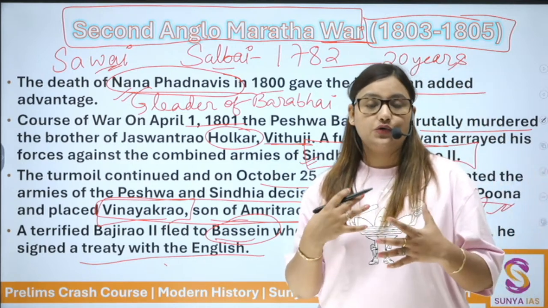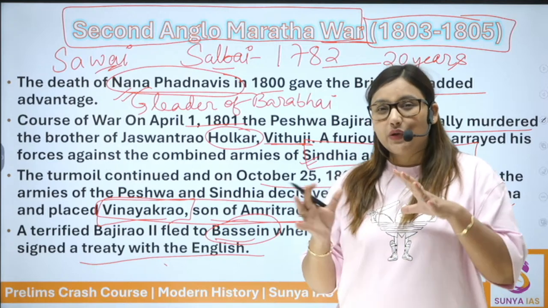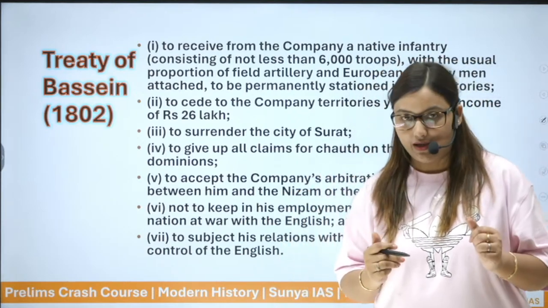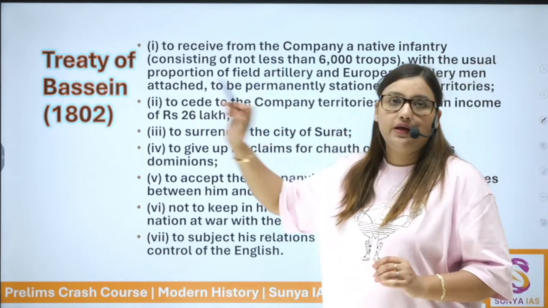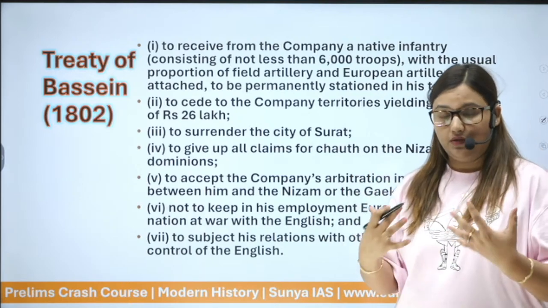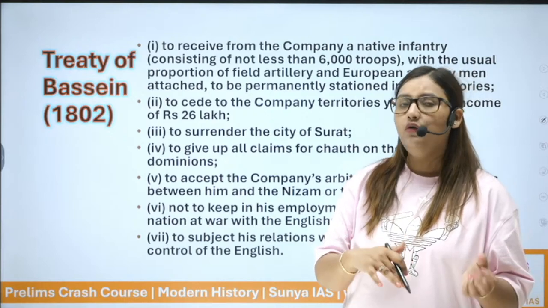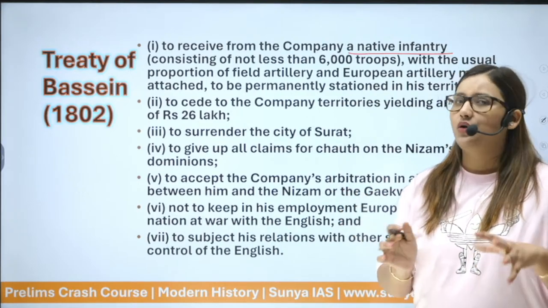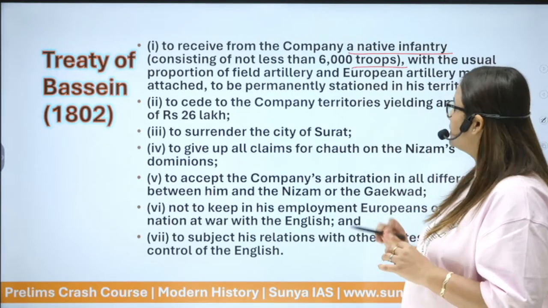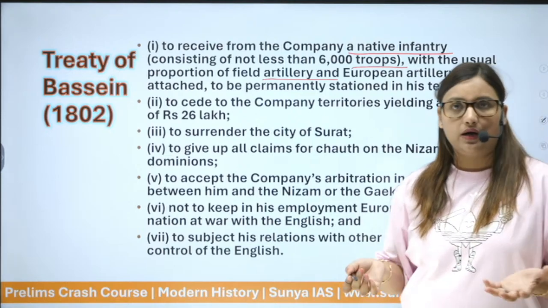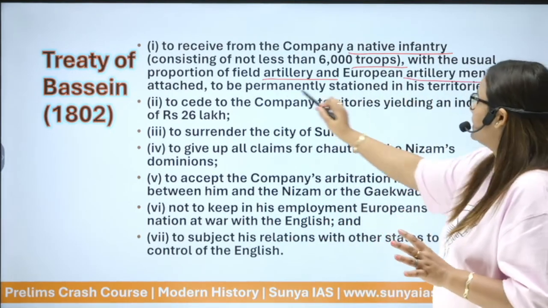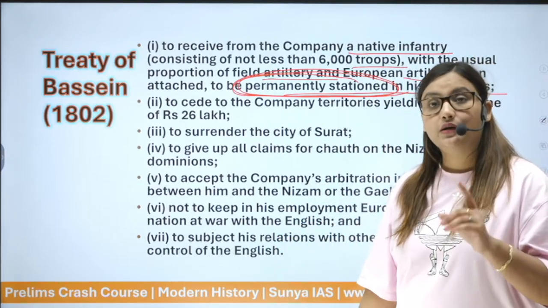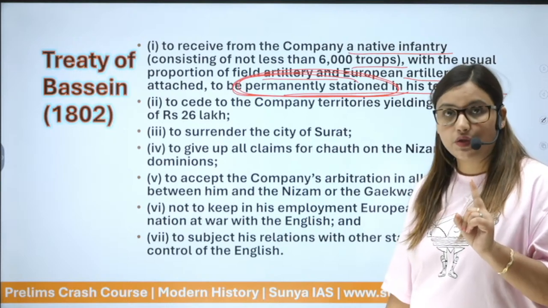Because see, EIC never wanted to show directly that we are doing a subsidiary alliance with you. Okay, so indirectly by this Treaty of Basin, they had a few points in this treaty which are very similar to a subsidiary alliance. Look at the points. Number one, according to this Treaty of Basin, the Peshwa, meaning Baji Rao II, who is the defeated Peshwa now, will receive a native infantry army of EIC consisting of not less than 6,000 troops, with the usual portion of field artillery and European artillery, all the men and weapons attached to it, permanently stationed in his territory. Permanently stationed. Is it a part of subsidiary alliance or not? It used to be a point in subsidiary alliance, right?